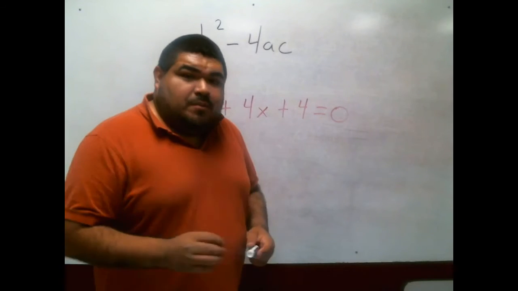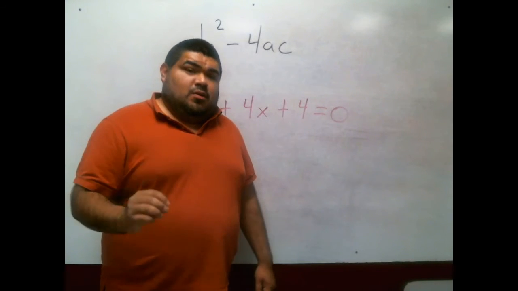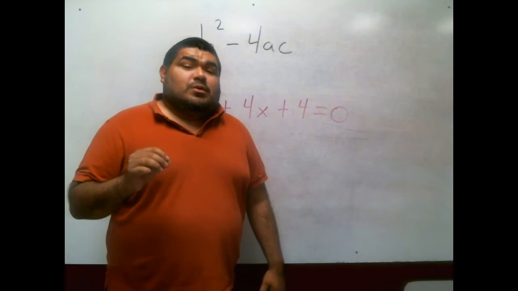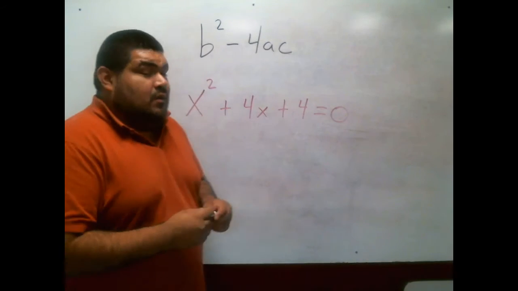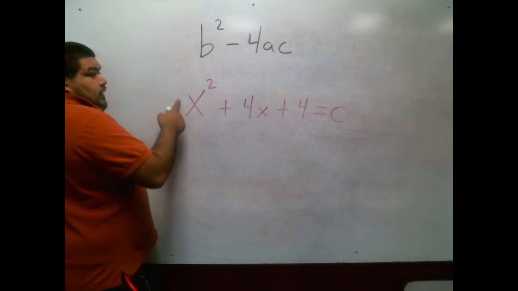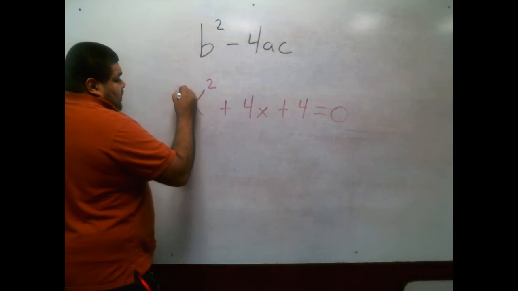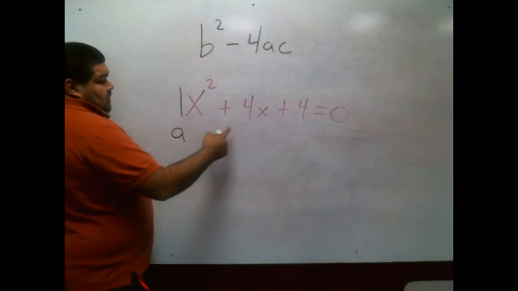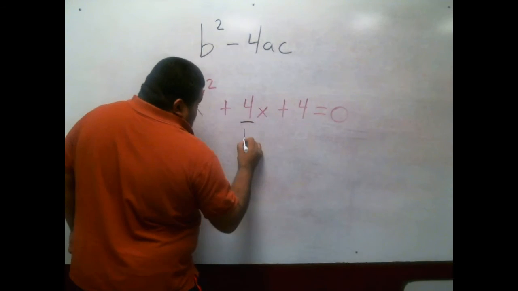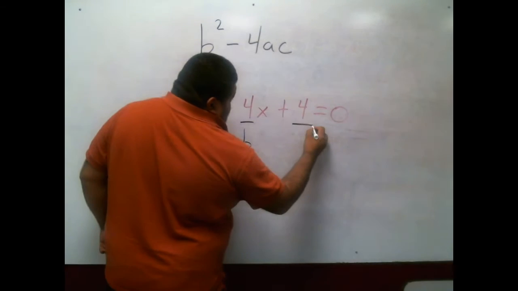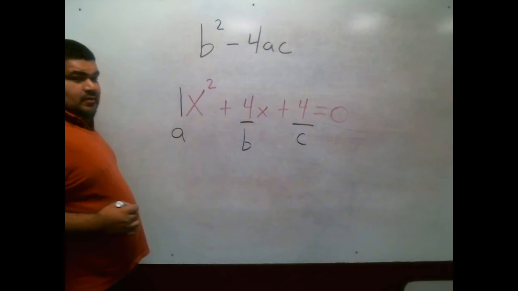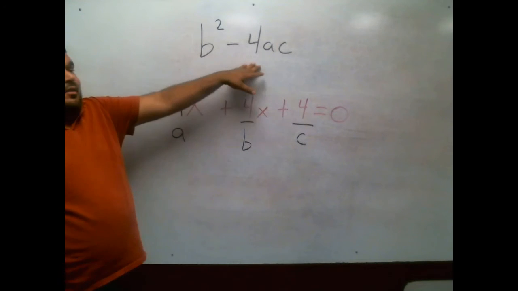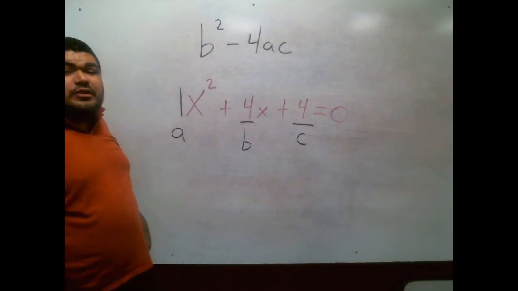If you guys remember, what always makes it a lot easier to do is to always label your equations. There's a 1 here, an imaginary 1, which is A. The 4 is B, and then the 4 is C. Now that we have it labeled, we can plug it into the discriminant.